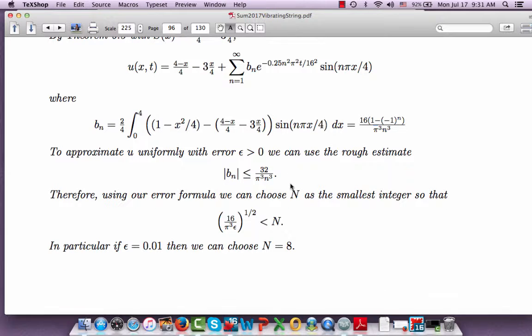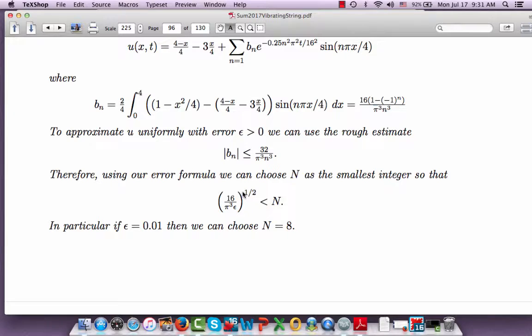So that means that p minus 1 is 2. So that appears in two places. This power of 1/2 is really 1 over p minus 1. And the 16 over pi cubed is really our 32 divided by pi cubed, but then also divided by p minus 1, or 2. And then it gives us a formula relating the error we want, which will give us a sufficiently large value of n for the number of terms that we need to get a uniform approximation.